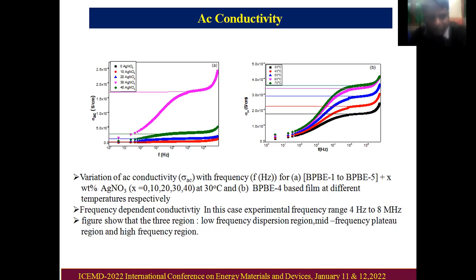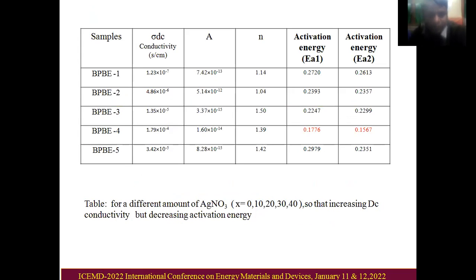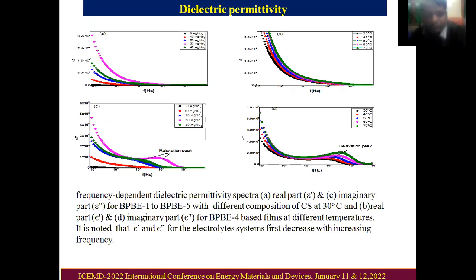The AC conductivity figure shows three regions: low frequency dispersion region, mid frequency plateau region, and high frequency region. Variation of the AC conductivity with frequency for AgNO3 weight percent 0, 10, 20, 30, 40 at 30 degrees. Figure B shows the biopolymer based electrolyte film at different temperatures respectively. Now the table shows that increasing the amount of AgNO3 increases the DC conductivity but decreases the activation energy.